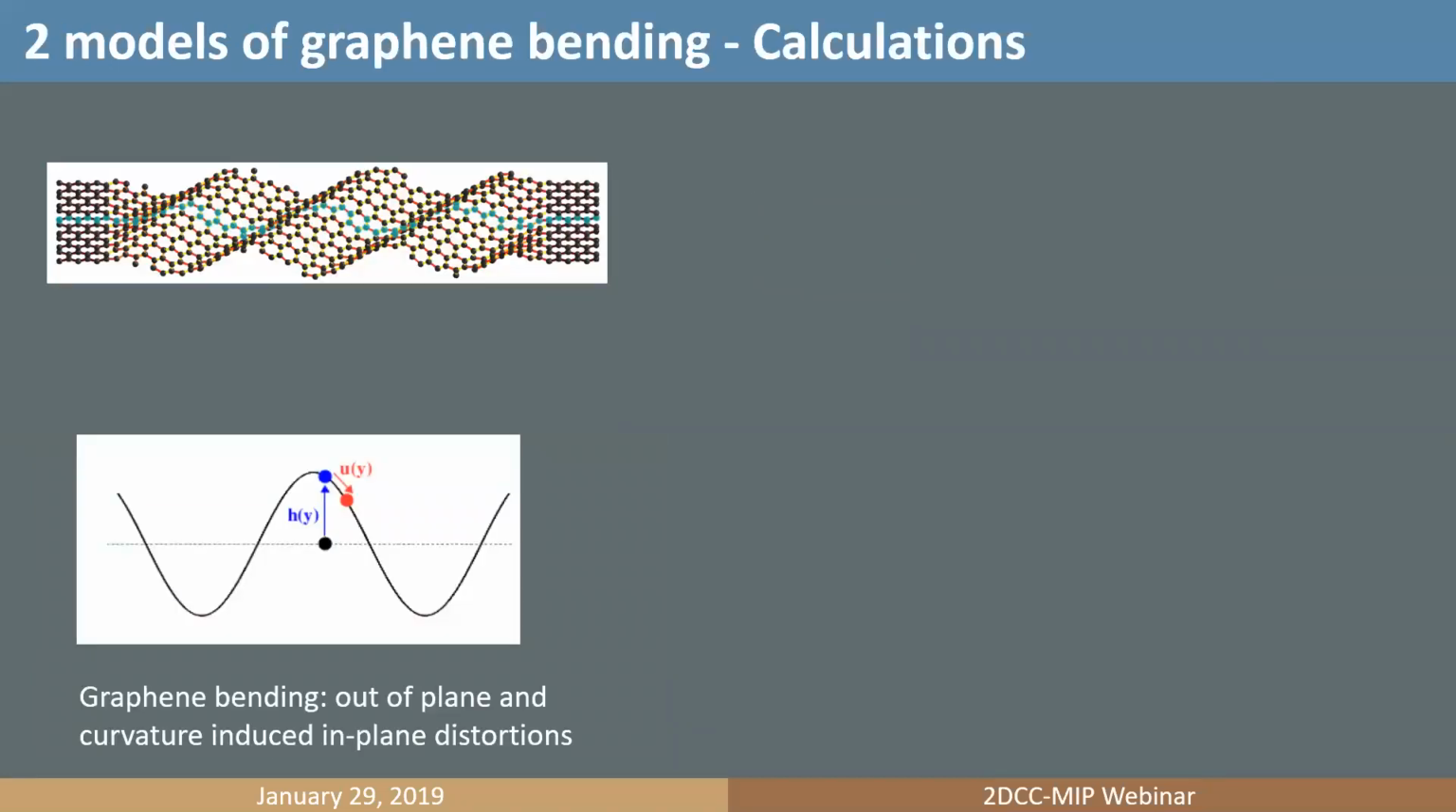And at this point, we ran off to our theory colleagues and told them, we don't know what we're seeing, please help us. And so they started simulating rippled graphene. You can imagine that if you have a piece of cloth that is bending, there are two ways it can deform. One is, of course, the out-of-plane deformation, how much it buckles out. The other is an in-plane deformation induced by the curvature. So if it bends like this, there is an in-plane curvature.